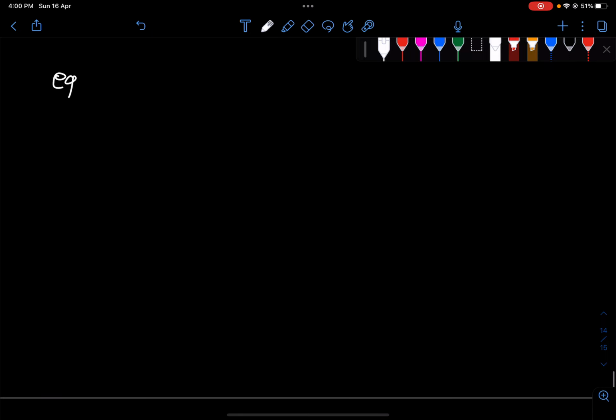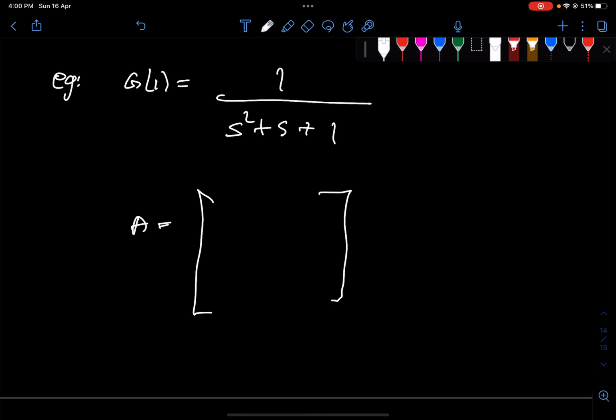So if we are having an example g of s as 1 divided by s square plus s plus 1. How to write the A matrix? As I told, the power of the denominator is 2. So a 2 by 2 matrix. First we start with 0 and 1. Then the last row is in reverse: minus 1 and minus 1. The first coefficient is 1, here it is also 1. So minus 1, minus 1. That is the A matrix.